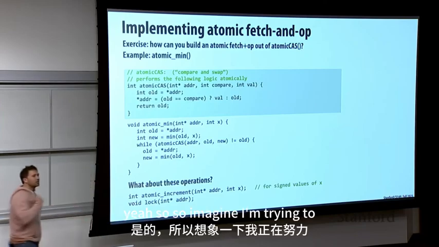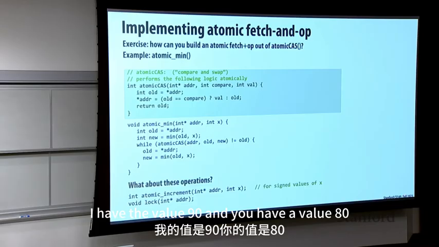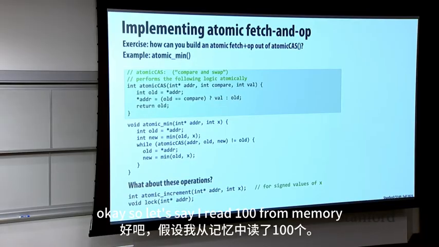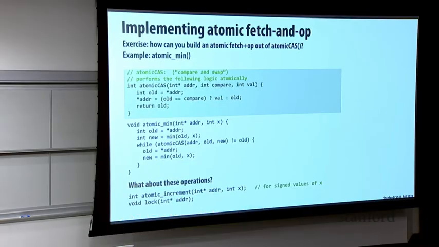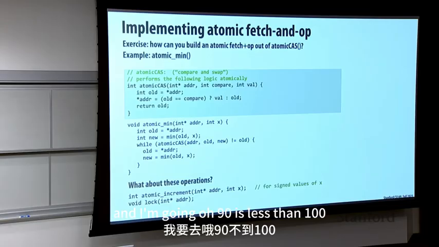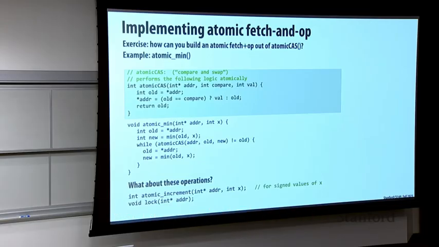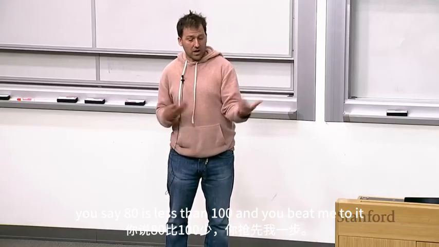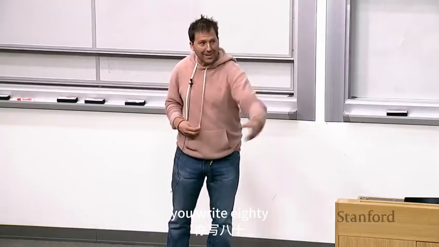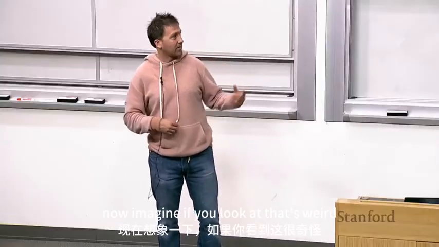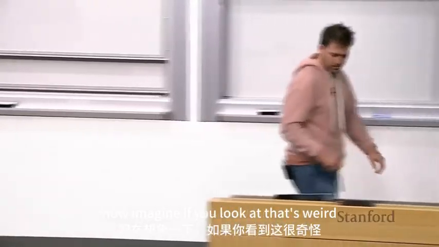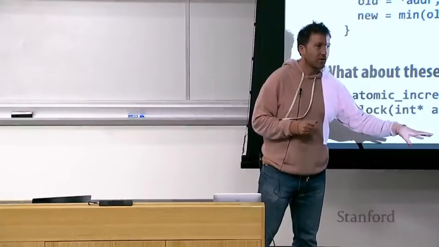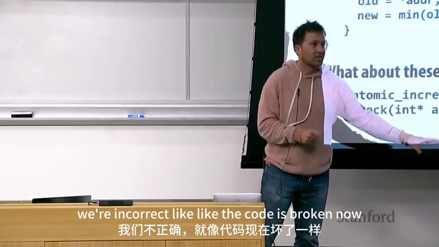Yeah, so imagine I have the value 90 and you have the value 80. Okay, and the current min is 100. So let's say I read 100 from memory. And I'm going, 90 is less than 100. I should probably write 90. Before I get around to writing 90, you come in. You say 80 is less than 100, and you beat me to it. You write 80. Now imagine that I go ahead and write my 90. We're incorrect. Like the code is broken now.